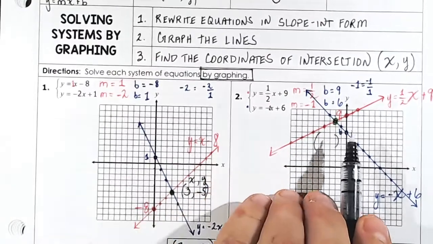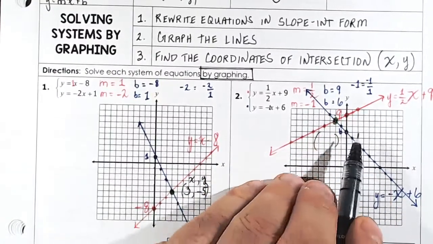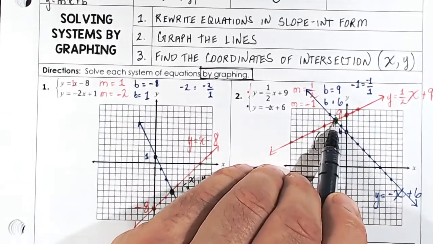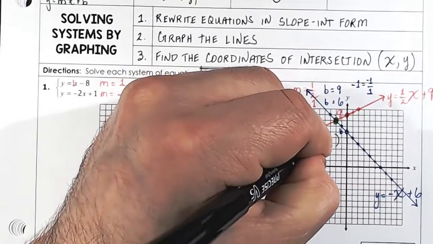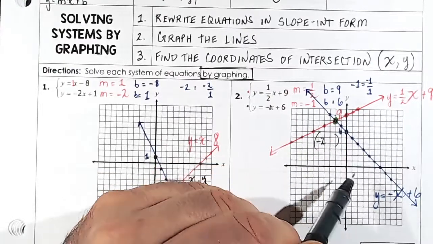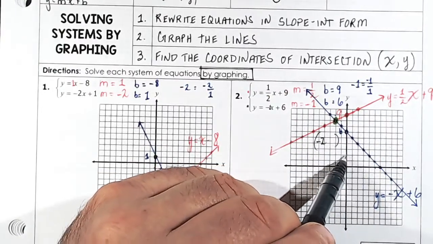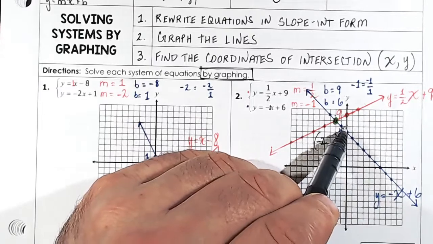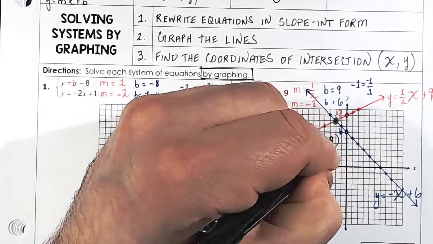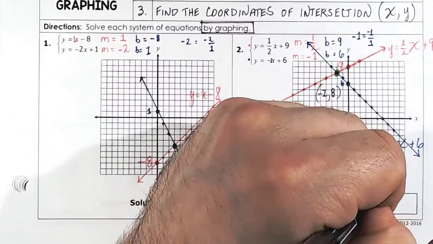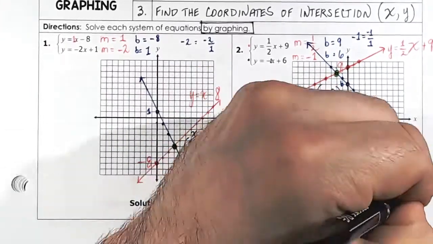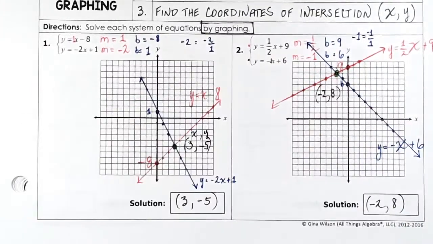So first the x. Well, I'm to the left of the y-axis, so I'm going to be negative 1, negative 2. See that? I'm here, negative 2. And where am I on the y-axis? Well, starting at the origin, I go up 1, 2, 3, 4, 5, 6, 7, 8. So I'm at 8 on the y-axis. So the solution to the system is at (negative 2, 8).